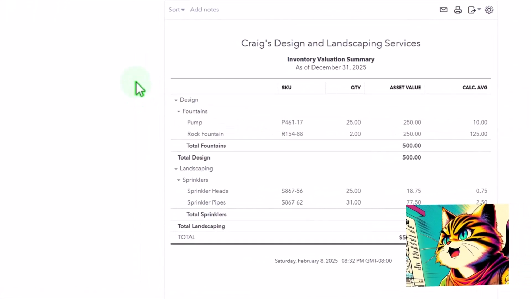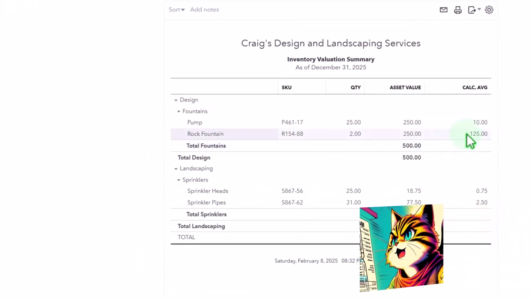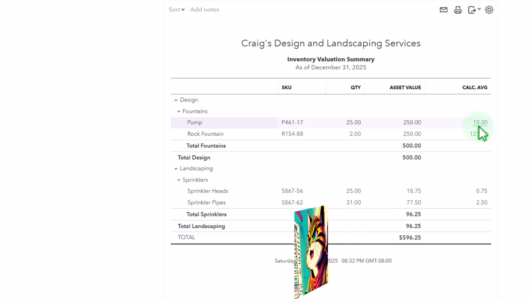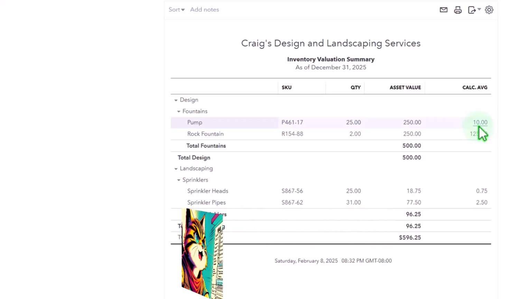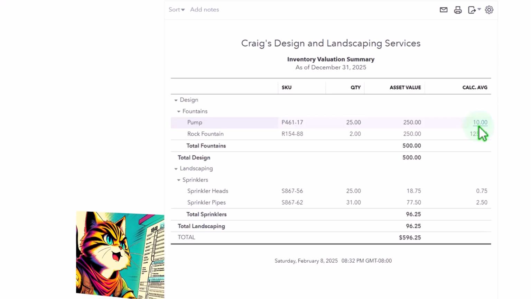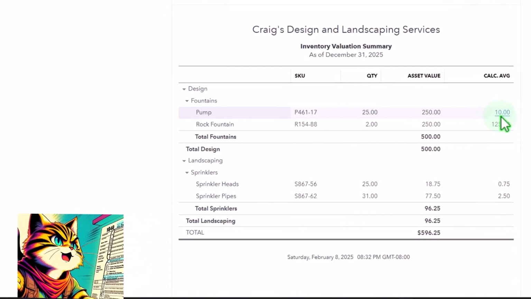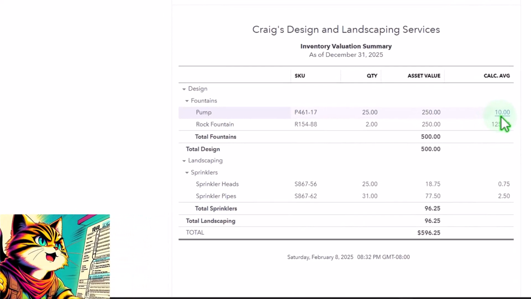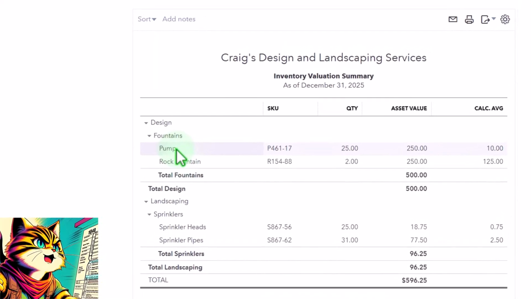Now, note that I believe the online system, although they give you this average calculation over here, is actually using a first in, first out type of calculation, which is quite common. So that means that you're actually going to have a layer of inventory if you bought inventory over time, even though it's the same pumps here that have different prices, and you're assuming that you sell the old one first is going to be the general idea.